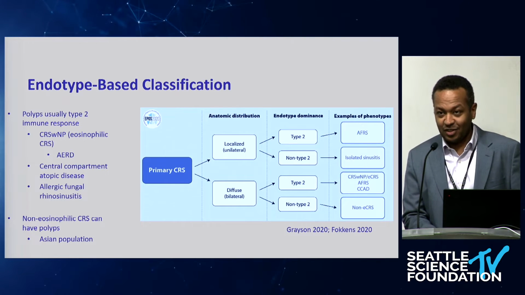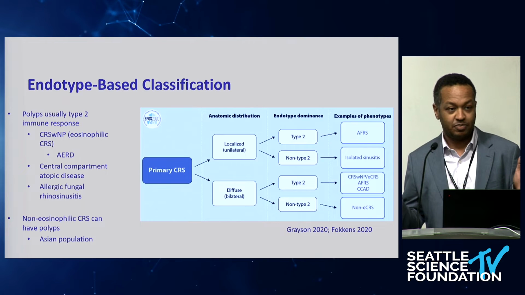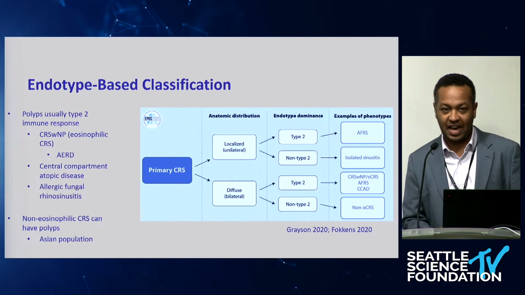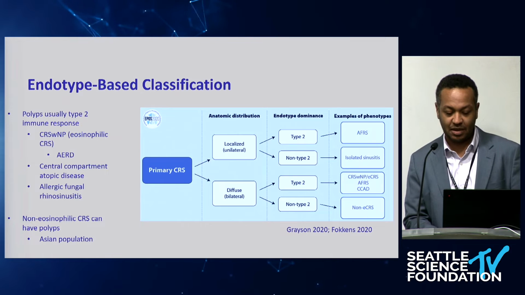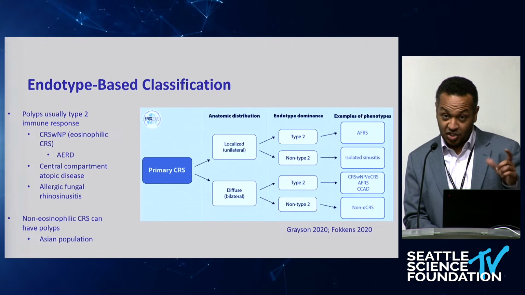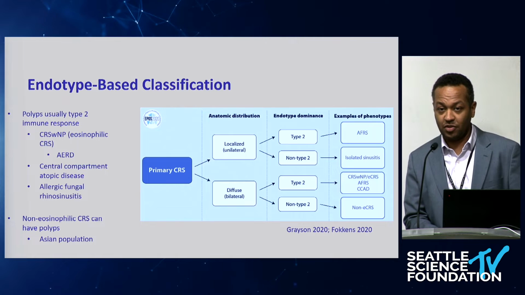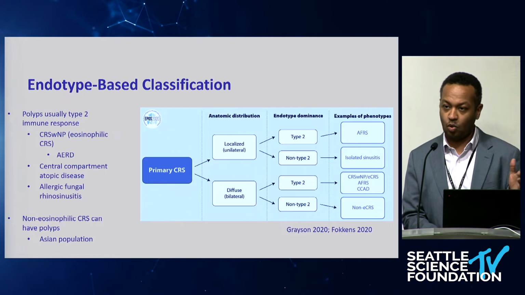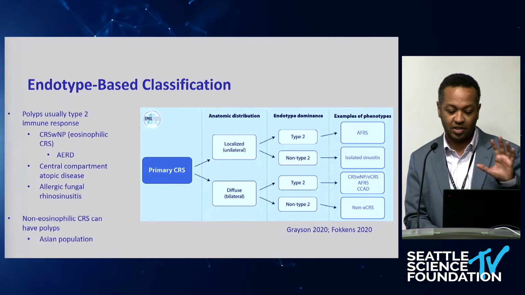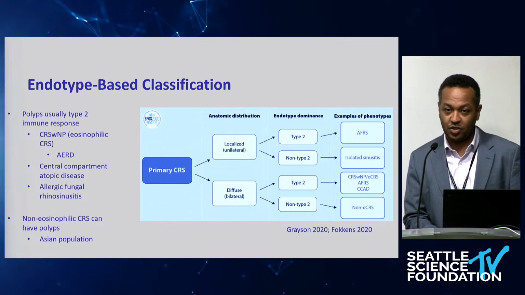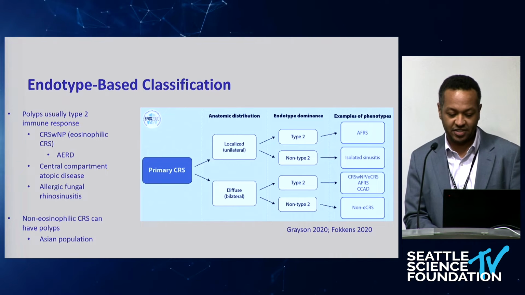But as it stands, you look at primary chronic rhinosinusitis, so that's disease that began in the sinonasal cavity and not from some other underlying systemic disorder. And it's initially classified based on anatomic distribution. So this is localized disease, unilateral or in one sinus or just a couple of sinuses, or is it more diffuse, where it's essentially affecting all of the paranasal sinuses?